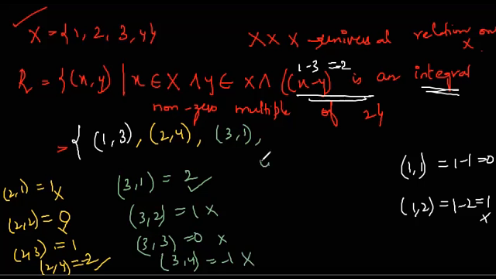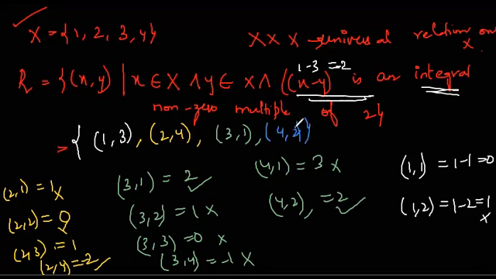Next, consider (4, 1). 4 minus 1 will give us 3, not a multiple of 2. (4, 2) will give us 2. It is a multiple of 2. So let's mention (4, 2). Okay. So this is a concept known as the universal relation on X, and this is an example of creating a relation.